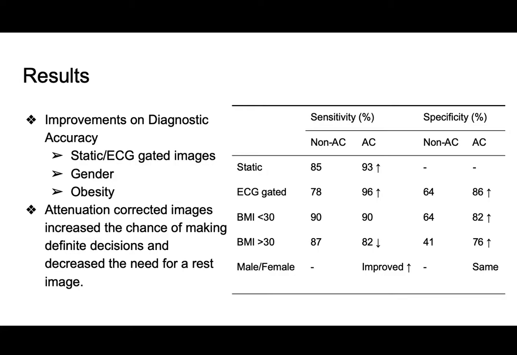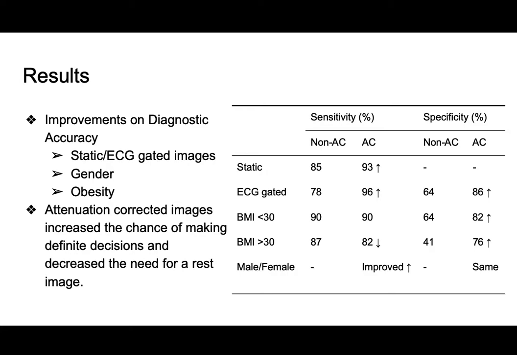And we can see that there are a lot of artifacts in the attenuation corrections. So one question is: is it worth it to apply the attenuation correction to the SPECT image? The papers mention the improvement in diagnostic accuracy in three different categories: static versus ECG-gated images, gender, and obesity. As you can see in this chart, the sensitivity of static and ECG-gated is improved, and the specificity for the ECG-gated image and the people not in obesity is increased.